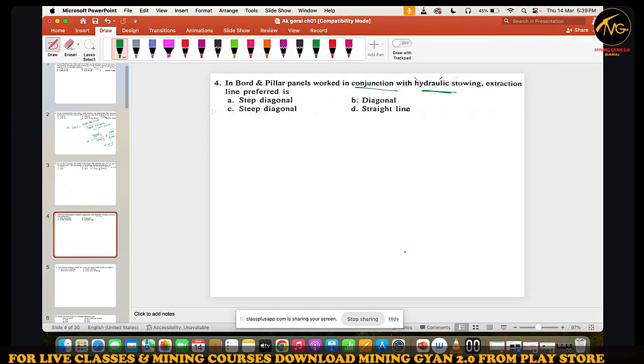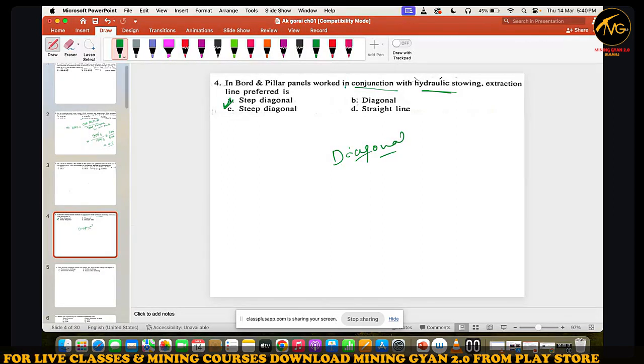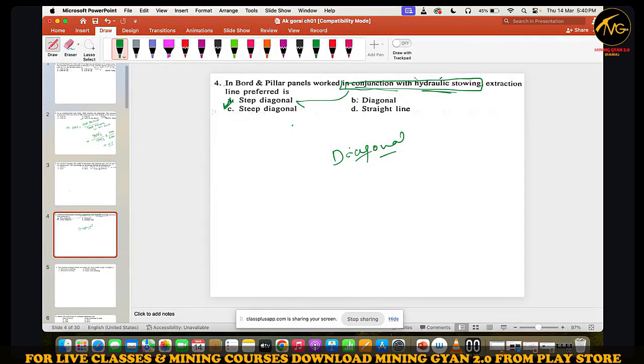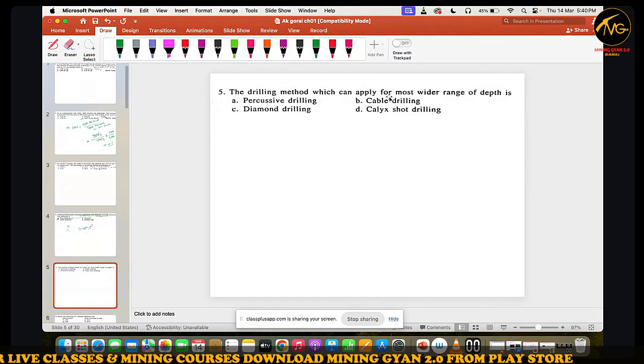Its answer is steep diagonal. I have explained: the diagonal method is generally preferred, but in conjunction with hydraulic stowing, the method is steep diagonal. I told you today also that you should remember these 2 points. Okay, so steep diagonal. The drilling method which can be applied for the widest range of depth.